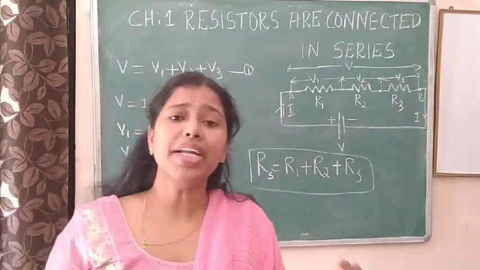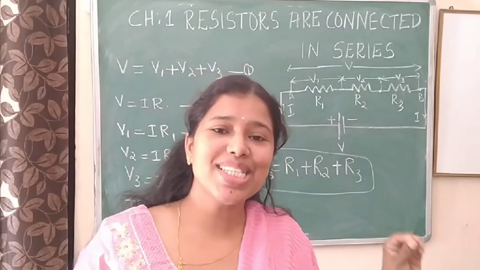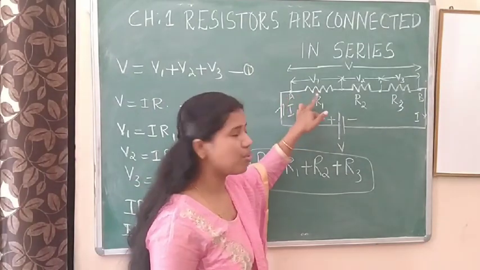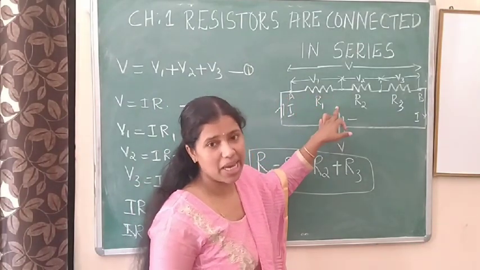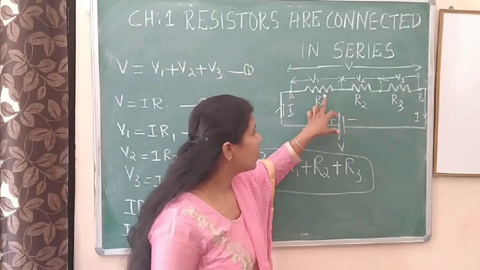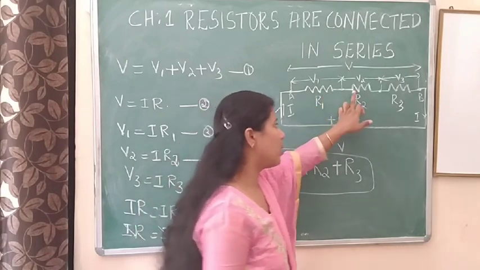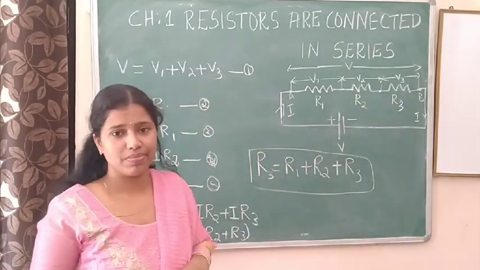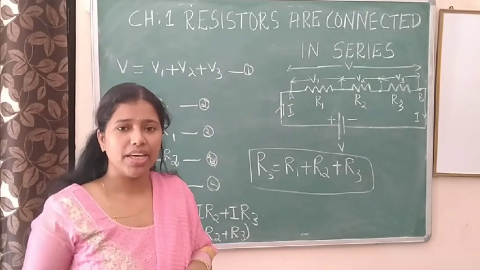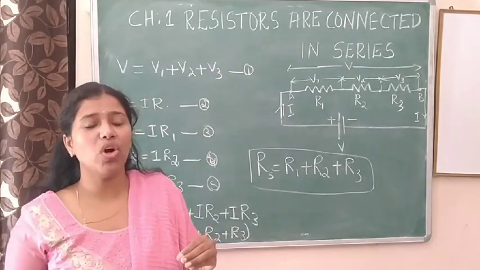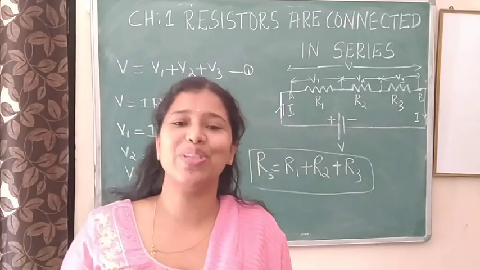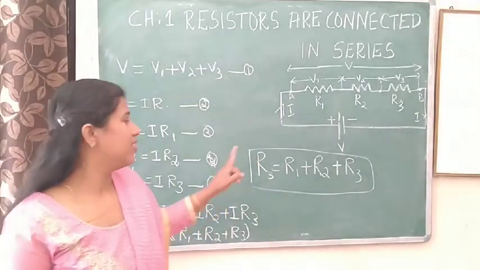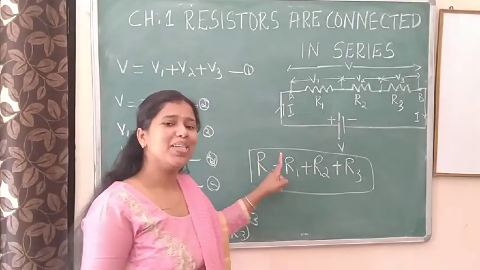Then the current flowing through each resistor is the same. The current passed through each resistor is the same. If there is 2 ampere current here, then here also 2 ampere, here also 2 ampere. It's the same. Then the total voltage is the sum of the individual voltages. That's the third feature.